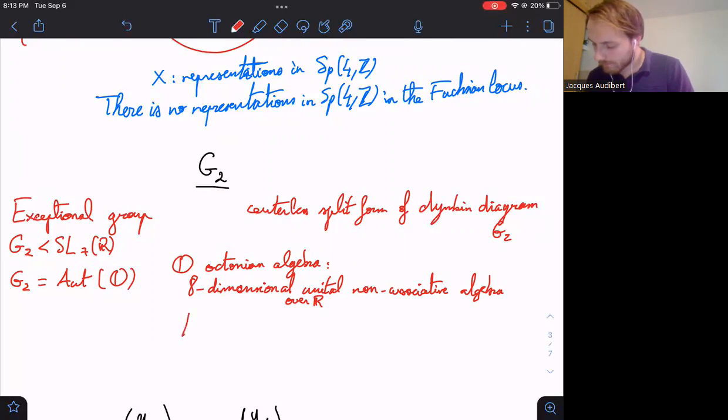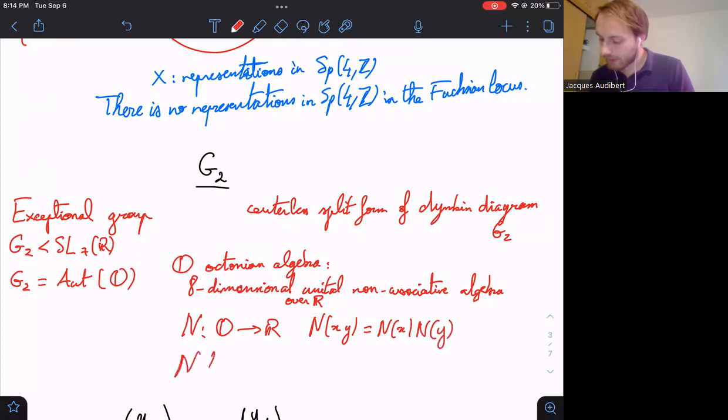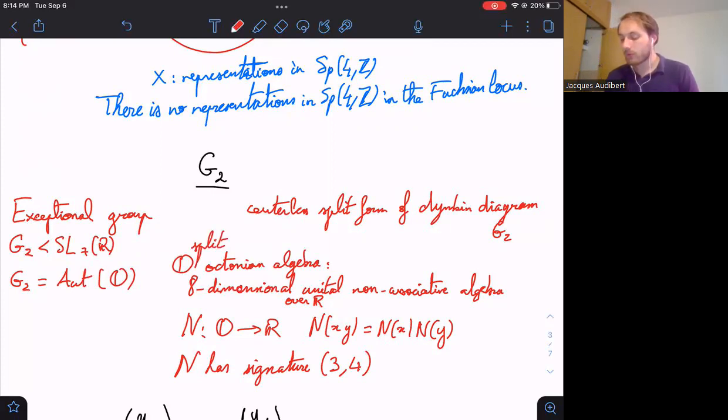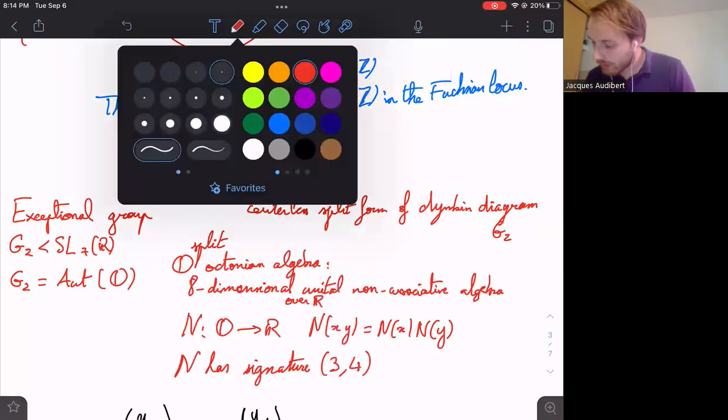Sorry, there is a norm defined on it, which satisfies n of xy is equal to n of x times n of y. And we want that n has signature (3,4). There is actually only one octonion algebra like this, which we call the split octonion algebra. And the automorphism group is G2. So there's something weird going on. How do we have that here?